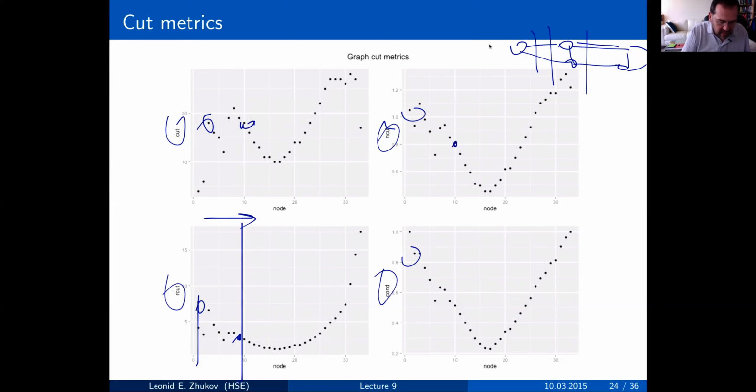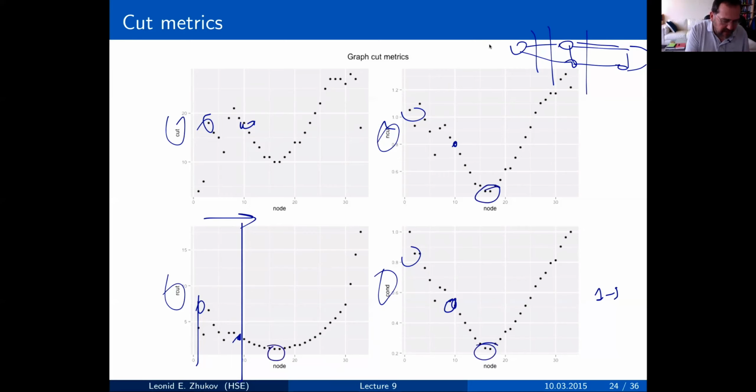This is the value of normalized cut. This is the value of the conductance. If I split the graph at node 10, so if every node from 1 to 9 belongs to the left side and from 10 to the last one, to the right side. Now, this is not the original numbering. This is numbering reordered by eigenvector. The point of this picture is to show you that within that reordering, the minimum occurs here.